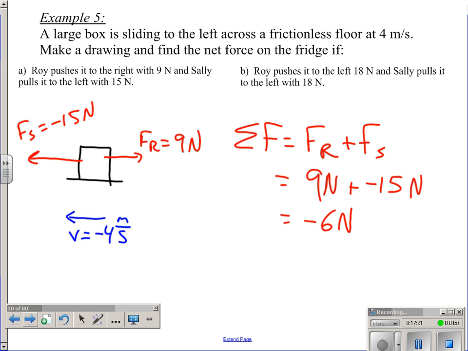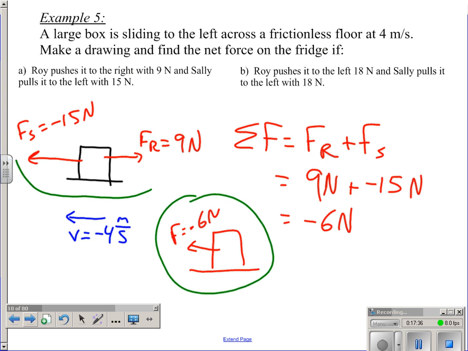Okay? So what's happening in this problem is exactly the same as if only one person was pushing it with -6 newtons. So in other words, in terms of what the box does, this is exactly the same as this. All right, so let's do part B.